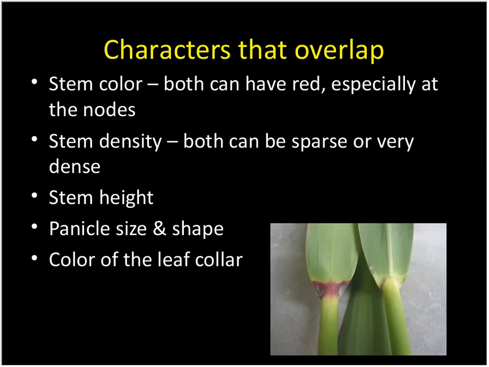Stem height is not a good character. You can have very short introduced Phragmites, very tall native Phragmites, so that's not one that should be used at all. The size and shape of the panicle, the inflorescence, is also not a good character. Another one that's been talked about is the color of the leaf collar. The leaf collar is at the outer edge of the leaf at the base where it connects to the stem. Some have said that red color is indicative of natives, green is indicative of introduced. This is not true. There's also overlap in this character, and it should not be used as a way of distinguishing the two lineages.